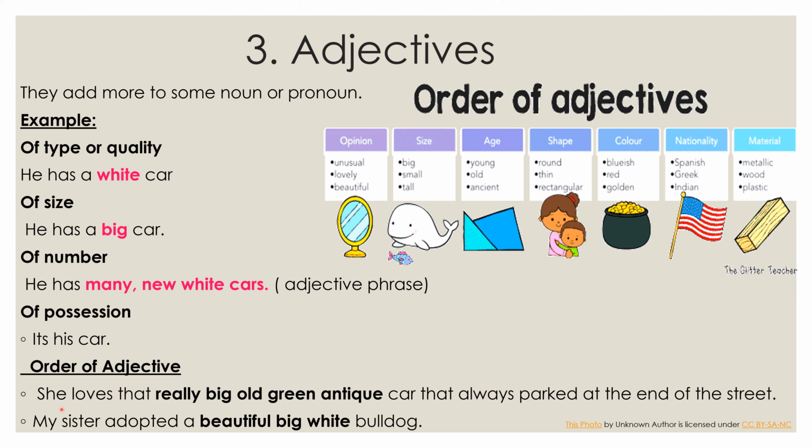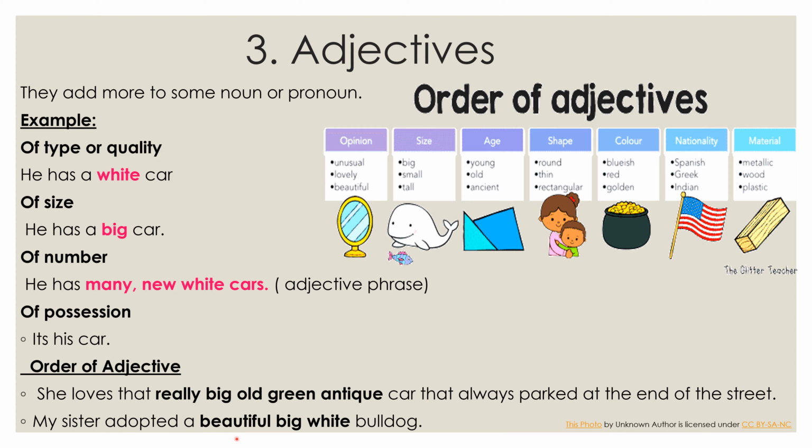Look at the example. She loves that really big, old, green, antique car that is always parked at the end of the street. So really big is an opinion, old is the age, green is the color, and antique is telling us about the nationality of it.